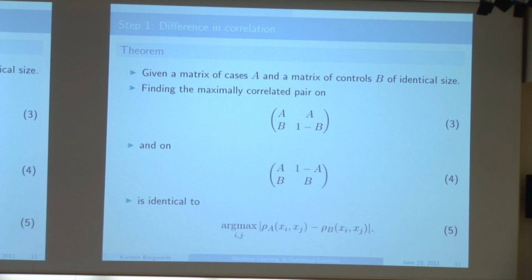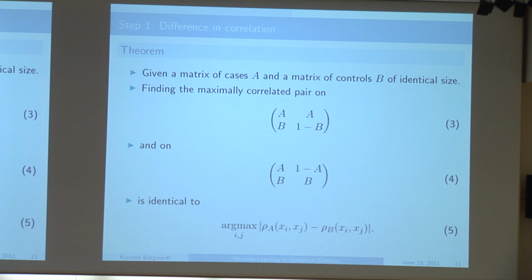So 1 minus B flips the entries of this matrix. Wherever there was 1 before, there's now 0, and vice versa. And we do the same thing again, just with one difference in protocol, which is we flip A the second time we do this, and we keep B as it is. And now we could show that if you run the Lightbulb algorithm on this matrix, and then a second time on the second matrix, and when you then report the maximum of the two solutions that you get, then this is exactly the SNP pair which maximizes the difference in correlation between cases and controls.